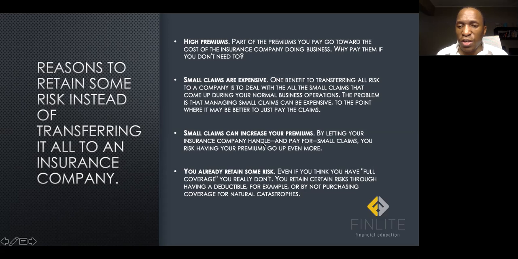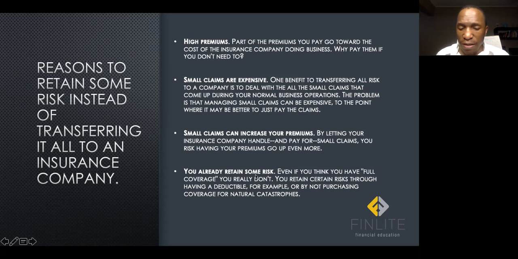Small claims can increase your premiums. By letting your insurance company handle and pay for small claims, you risk having your premiums go up even more. So that would be the reason why sometimes you want to retain these claims and say, I won't claim, because the more I claim, the more the premium goes up. Even if you are insured for that particular issue, you would rather retain the risk.